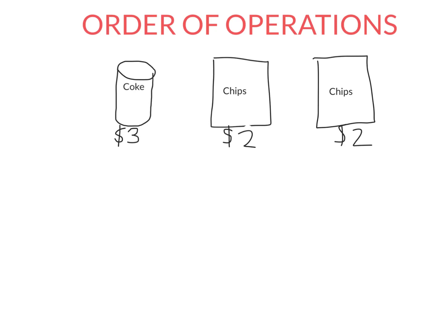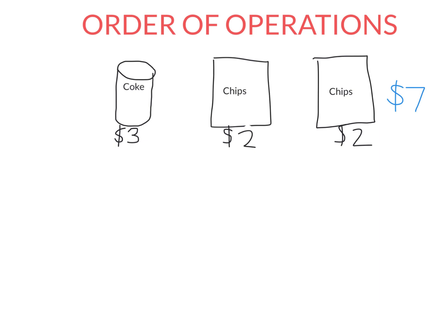Thank you so much for tuning into this video in which we will look at order of operations. So let's first look at why we have an order of operations and why it needs to be as it is. So let's say you go to the canteen, you buy a $3 Coke and 2 bags of chips worth $2 each. You would expect to pay $7. 3 plus 2 plus 2 is $7.